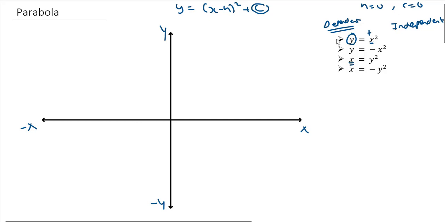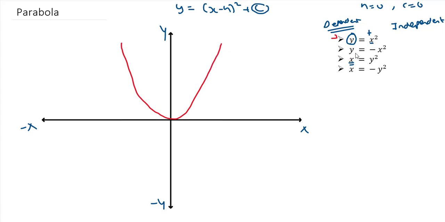If you take the first equation, which is y equal to x square. So this is the parabola which is passing through the origin. H is 0, C is 0, and it is positive. Since it is in the form of y equal to x square, it will be symmetric about the y-axis. And because it is positive, it will open upward. So your graph will look like this. So this is your graph for y equal to x square.